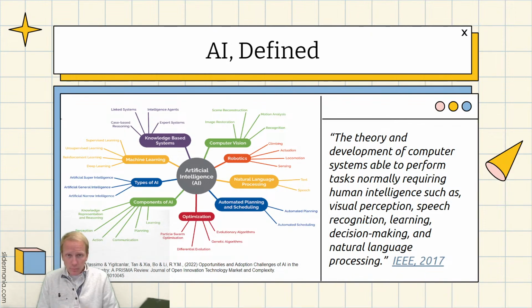So the definition of artificial intelligence is the theory and development of computer systems able to perform tasks normally requiring human intelligence, such as visual perception, speech recognition, learning, decision-making, and natural language processing. So thinking about how I've used AI personally, I use speech to text all of the time. And that is an example of natural language processing. So you might see on that graphic in the lower right offshoot, it says natural language processing, right? That is one area in which I've used it in my personal life.